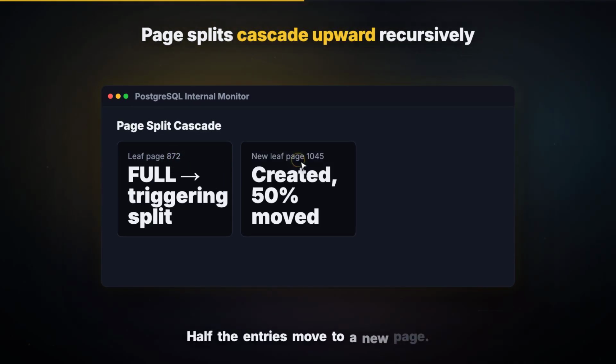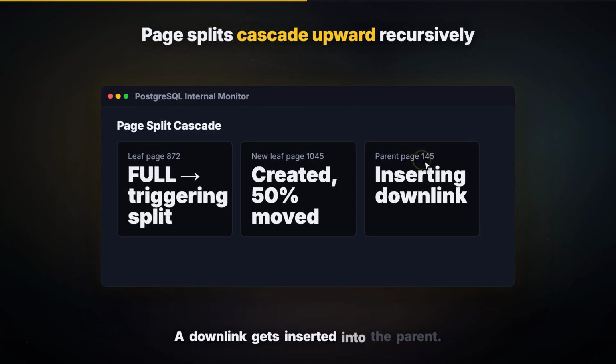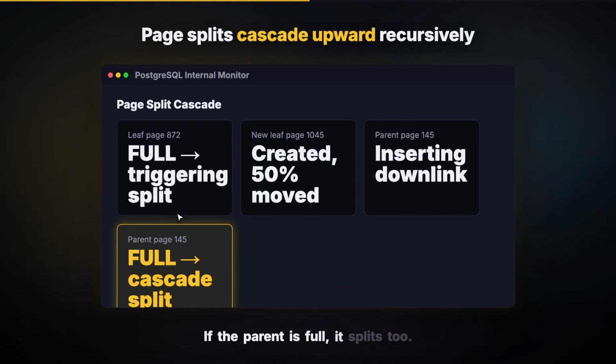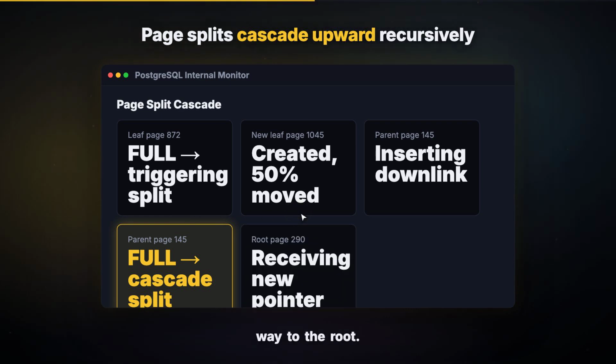Half the entries move to a new page. A downlink gets inserted into the parent. If the parent is full, it splits too. Splits cascade upward, sometimes all the way to the root.